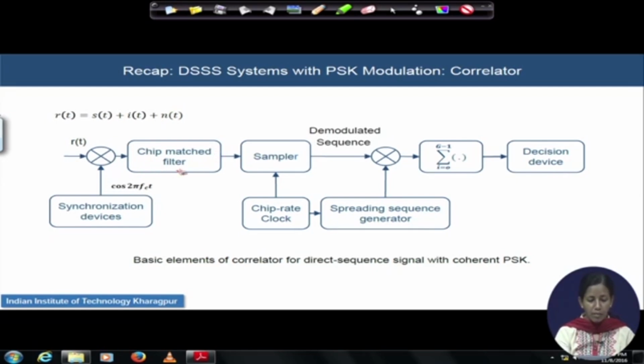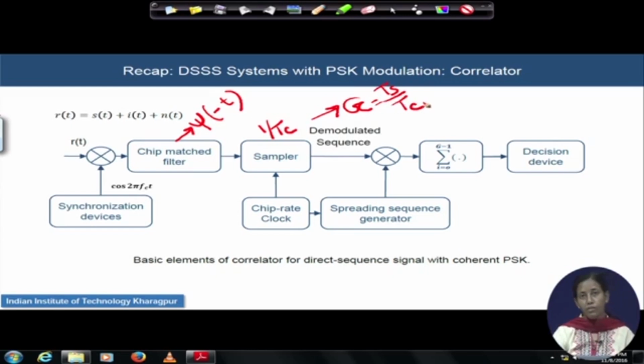The chip matched filter is designed such that its transfer function is matched with the chip waveform psi(t), so its transfer function is psi(-t). The output of the matched filter is sampled by the sampler. Remember, the sampler and the spreading sequence generator need to be in sync, which is taken care of by the chip rate clock. The sampler samples the matched filter output at the chip rate, 1 by Tc, and its target is to produce G samples, where G is given by Ts by Tc.